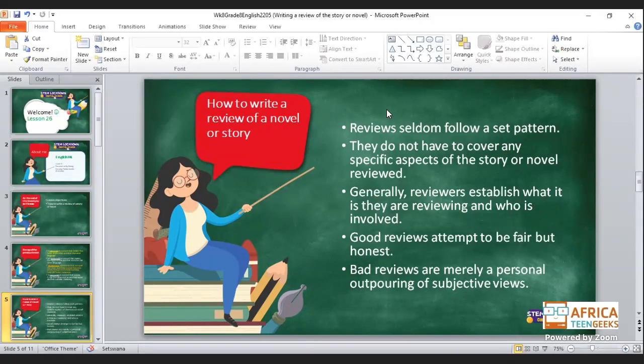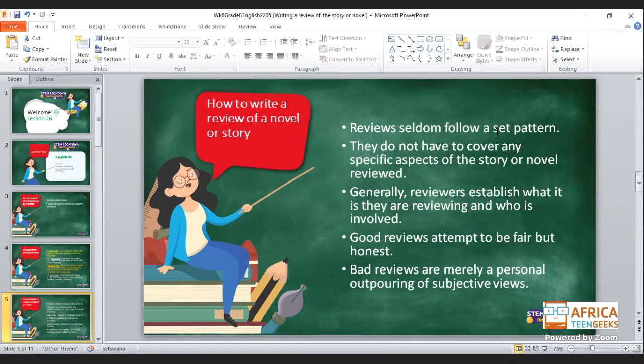Right. So we are on reviews. One thing about reviews is that reviews seldom follow a set pattern. Unlike other transactional texts like postcards or letters or instruction texts and other transactional texts we've gone through so far, you will realize that with reviews there is seldom a set pattern, because reviews will also depend on other factors such as what type of review it is.